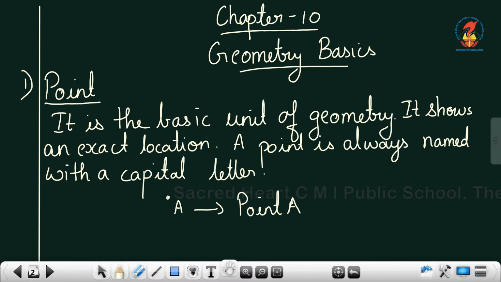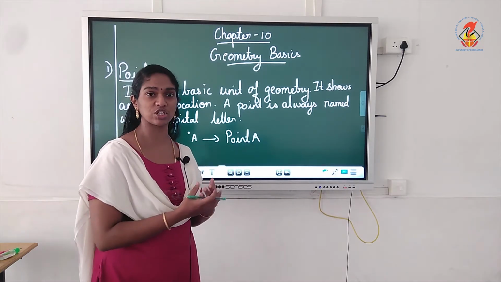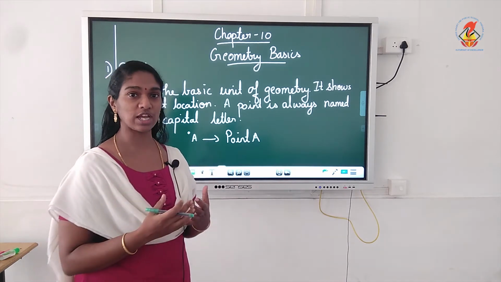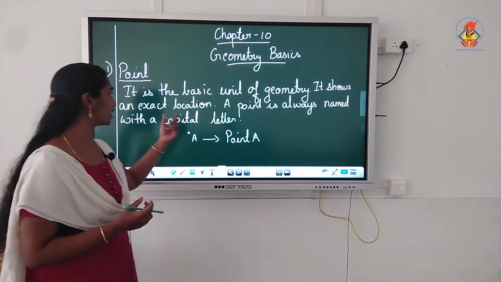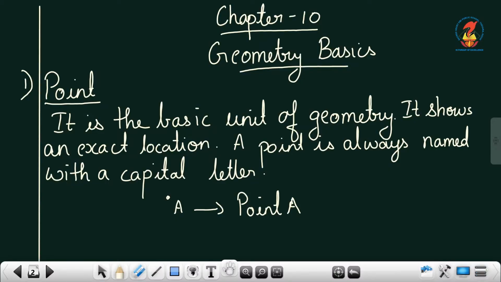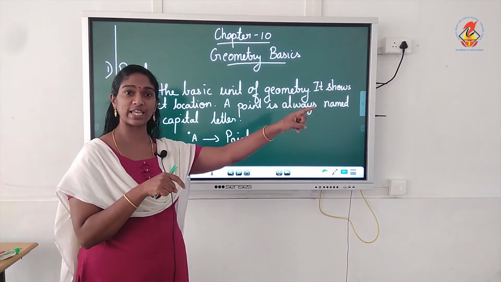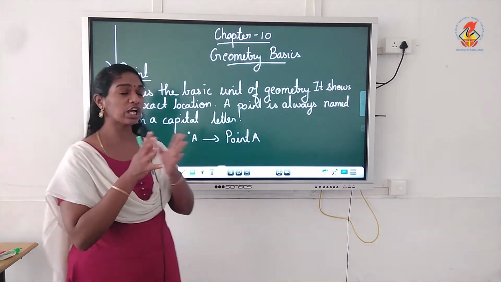What is a point? A point is a basic unit of geometry. When you start studying geometry, that is the first thing you learn. When you study this chapter, the first thing we learn is point. It shows an exact location, isn't it? When we point out a person, or a place, it is showing an exact location.